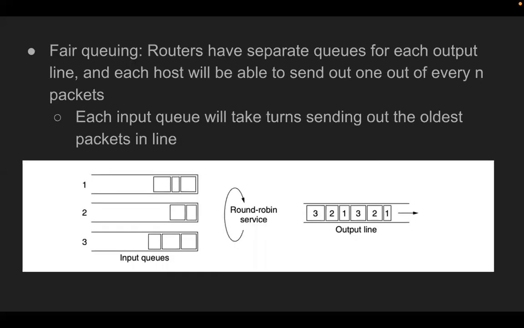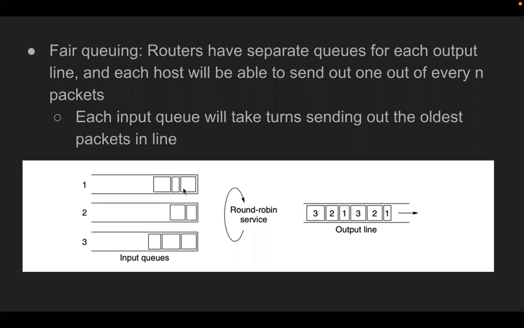And this is where fair queuing comes from. In fair queuing, routers have separate queues for each input line, and each host will be able to send out one out of every n packets. So this way you don't have one router overloading the queues at all. And each input queue will take turns sending out the oldest packets in line.